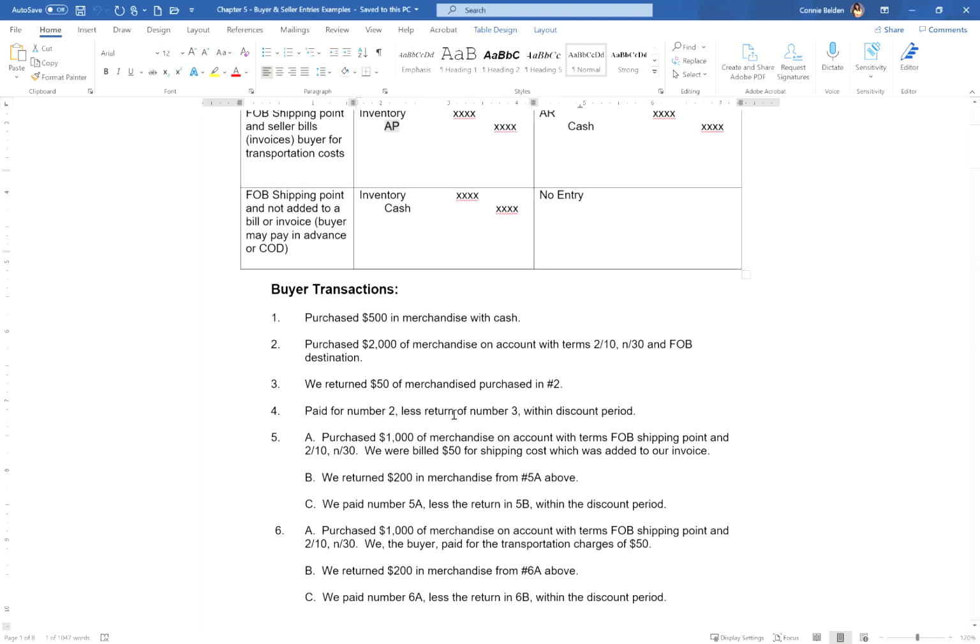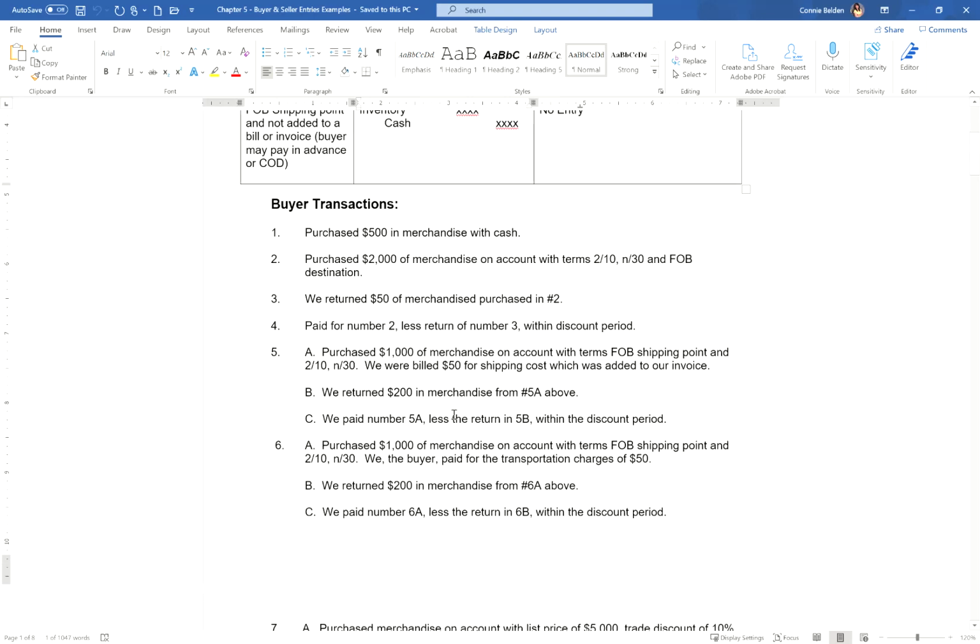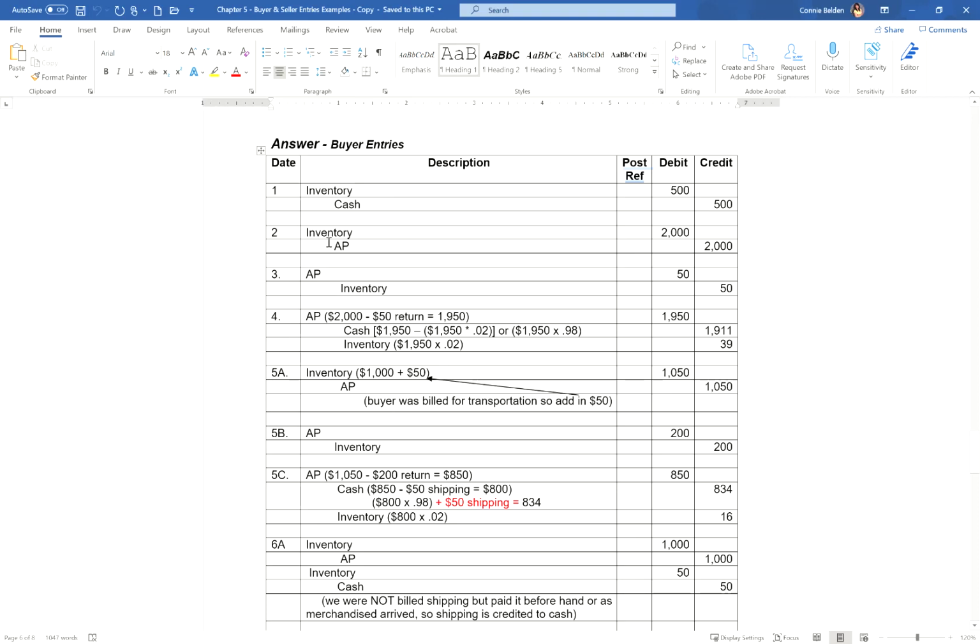Okay, so let's take a look at some actual journal entries, and I'm going to go over them, and then I'll flip to my other sheet that shows them written out. Okay, so let's start with the buyer transactions. So first of all, we purchased $500 in merchandise with cash. Okay, so that is a fairly straightforward entry.